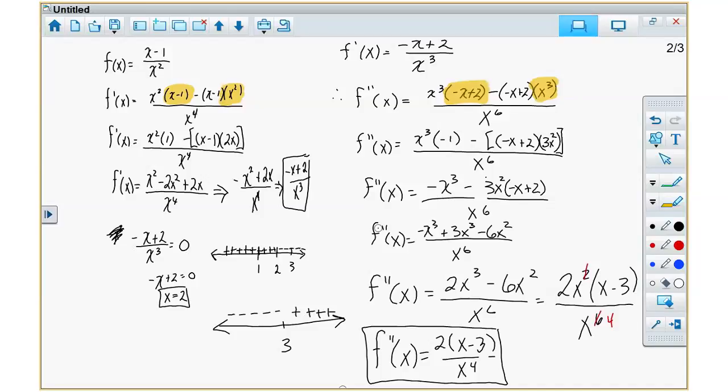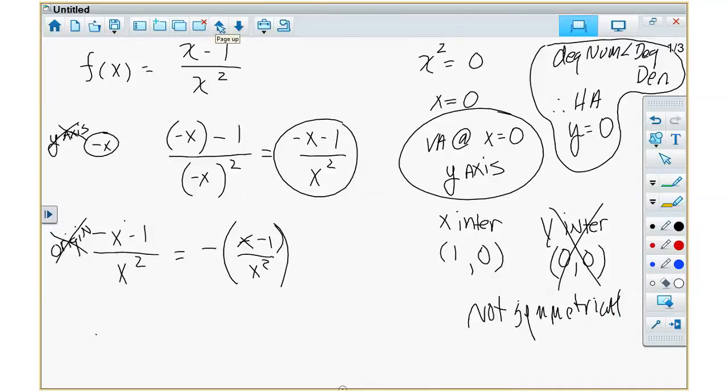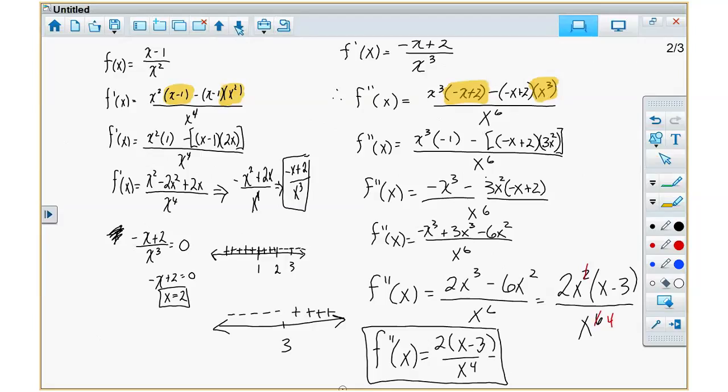The increasing and decreasing values, I didn't forget what they were. It's increasing from negative infinity to 2. And then what? It's decreasing. No, it's increasing. Let me turn back. Hold on. Oh, did I have it there? Yeah, there it is. It's increasing from negative infinity to 2 and decreasing from 2 to positive infinity. That's what it says.